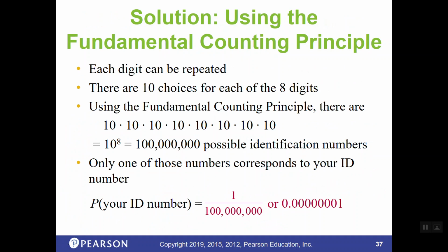Nobody has your social security. Nobody has your student ID. That's your unique number. So your ID number is 1 in this amount, and you will get all of these zeros in decimal places. So you are pretty special.